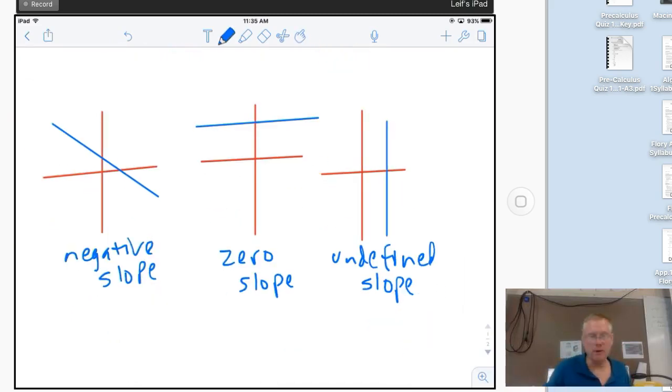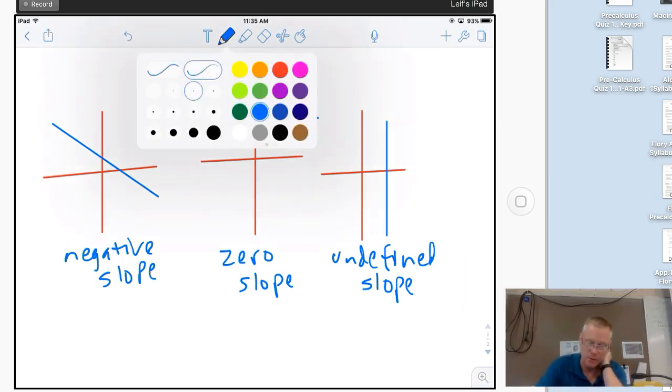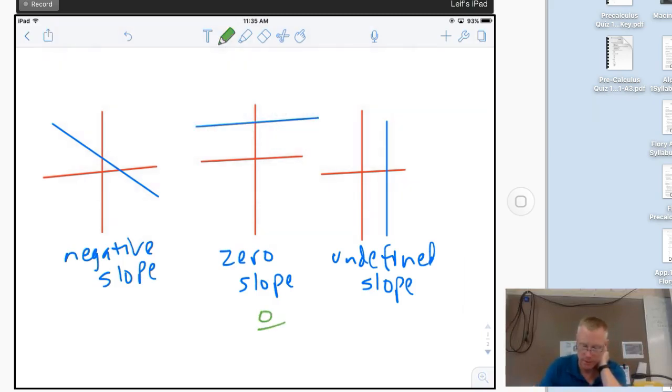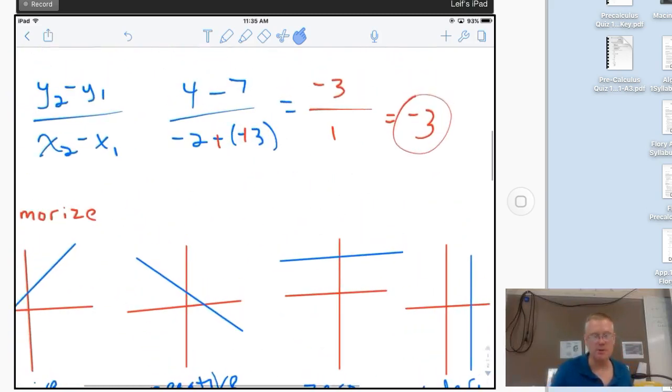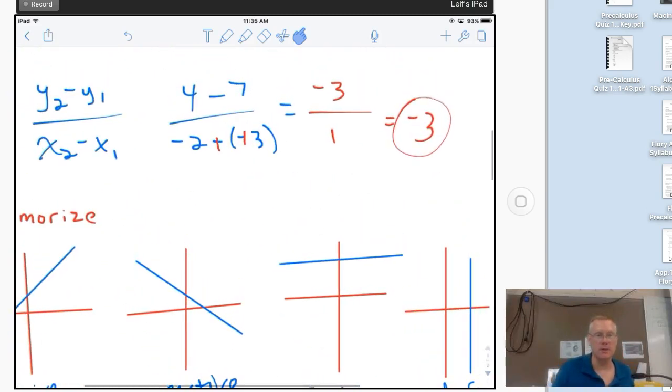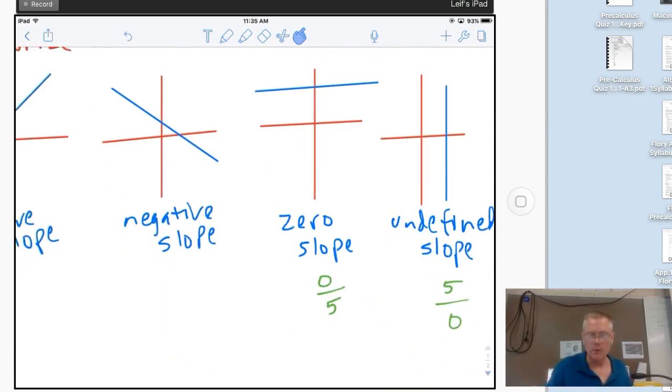Remember, sometimes you'll get a fraction with a 0 in the numerator. If I had 0 over 5, that's 0 slope. If I had the other way around, where the 0 is in the denominator, that's undefined slope. Just so you know, when you use that formula, y2 minus y1 over x2 minus x1, sometimes you get a 0 either in the numerator or denominator, and that'll determine whether you have 0 slope or undefined slope.